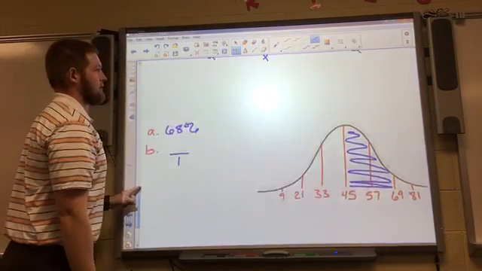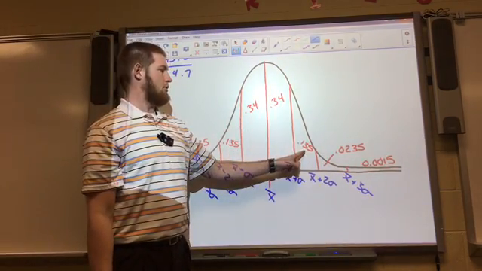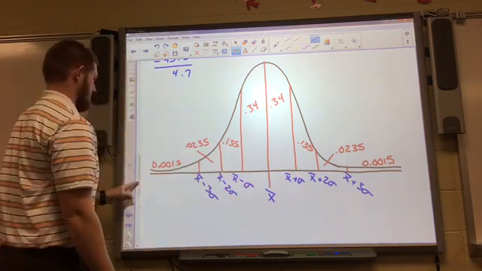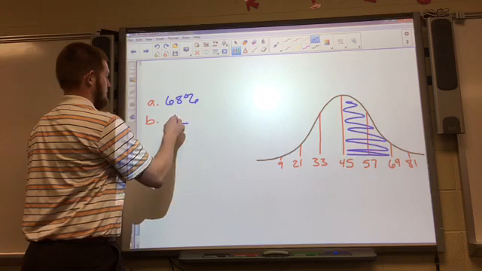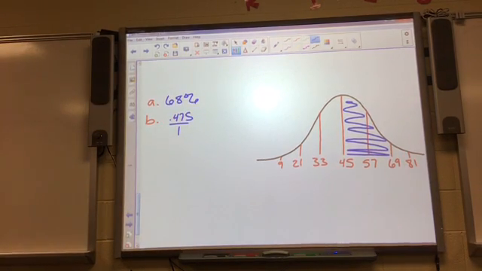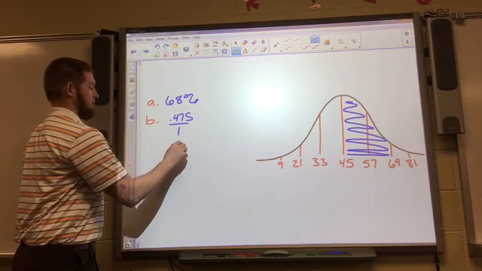Okay? My question is, what is this percent? Well, go up to your bell curve. It's 0.34 plus 0.135, so it's 0.475. So what's the probability? 0.475, or if you want to put it as a decimal, you can put it as 47.5%. But yeah, your probability will be 0.475.